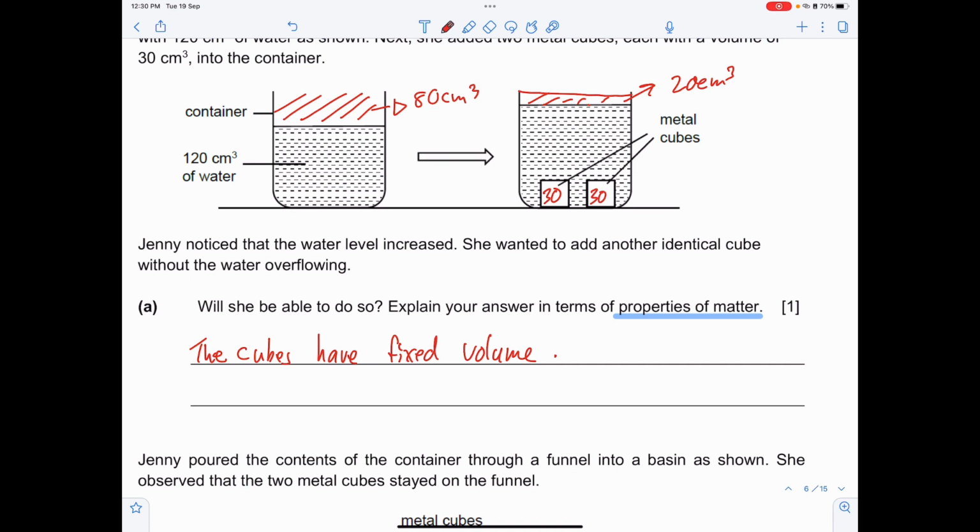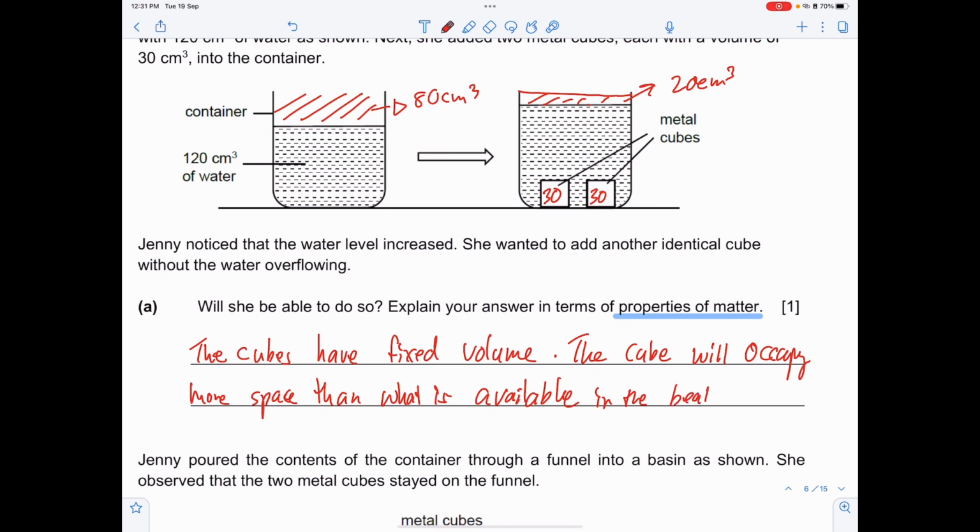Because it has a definite volume, the cube will occupy more space than what is available in the beaker. Hence, the water will overflow.